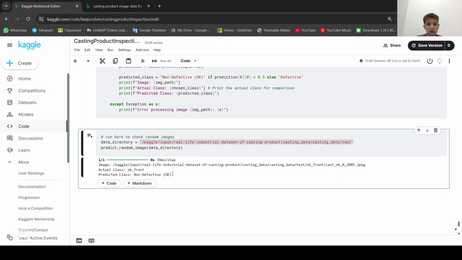Here is one of the results that I tried to run, and the image is actually from the non-defect folder. The class detected was also returned as okay, non-defective. So that means our program detects well, and it is effective and generalized on this application.